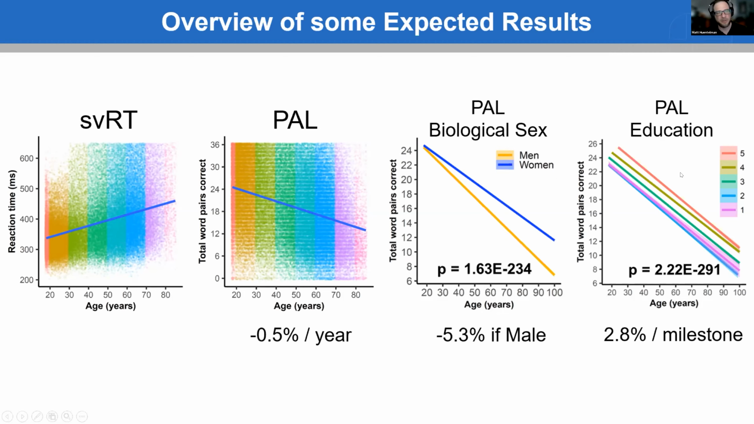And there also should be sort of a stepwise improvement in verbal memory performance based on your educational attainment. And that's shown on the right side here. With each increasing educational milestone, we see an improvement in the average performance on that test.